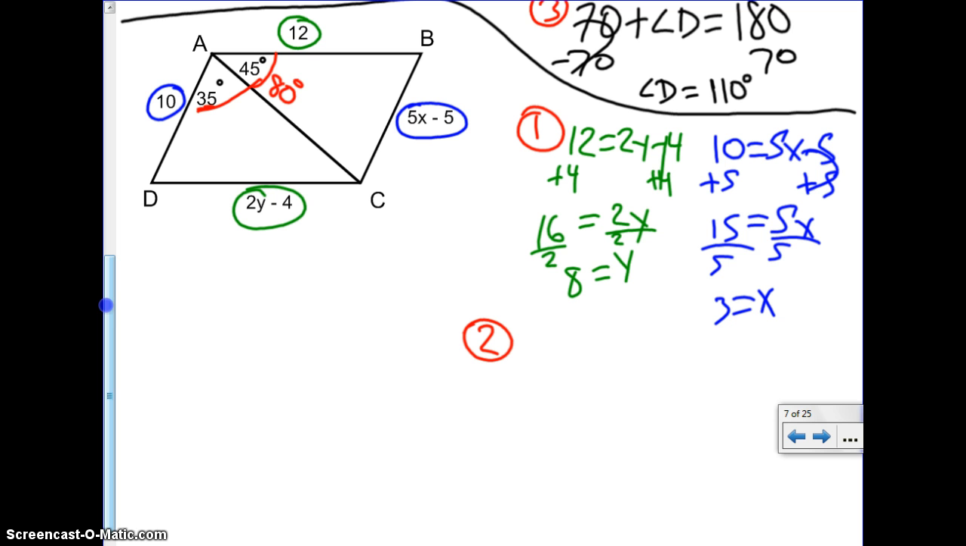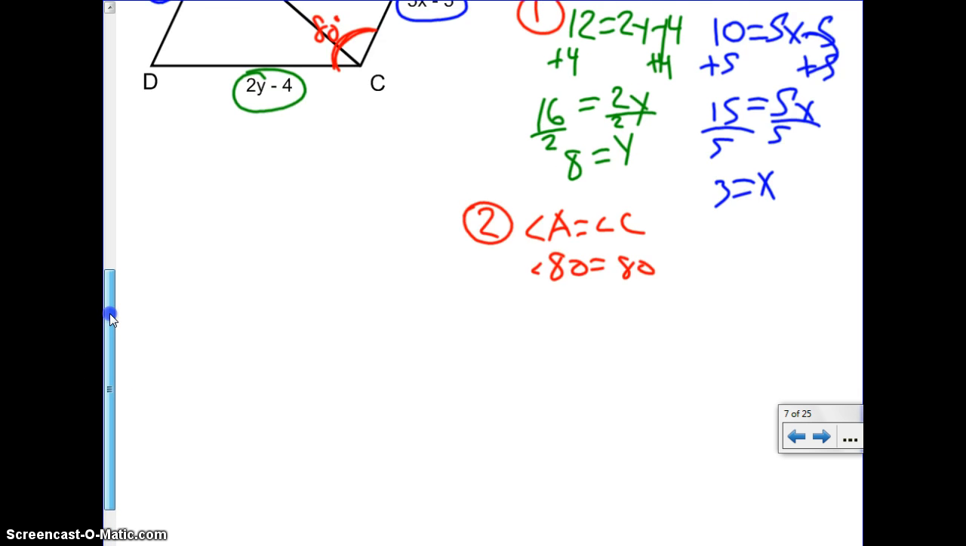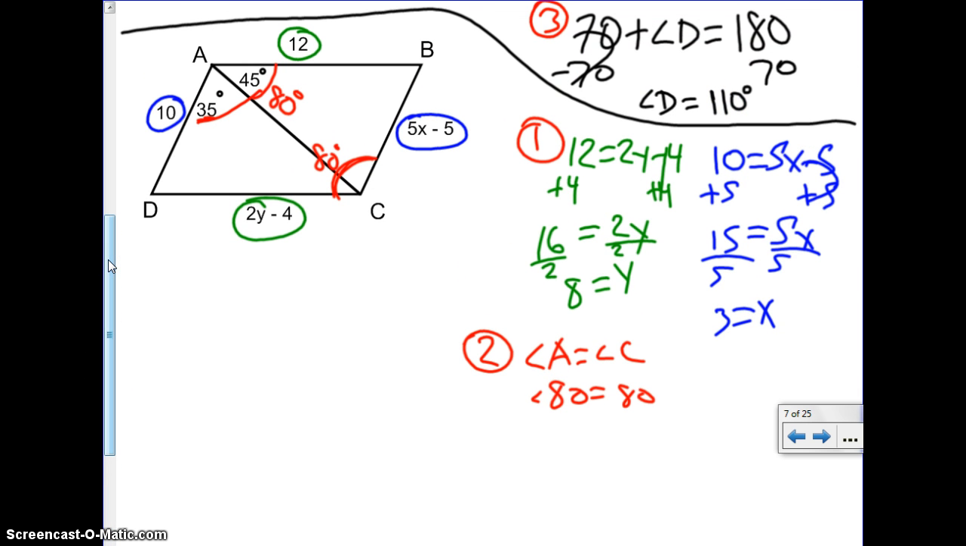Which angle is opposite A? Well, that's C. This whole angle is 80 degrees. So we can say, once again, angle A is equal to angle C. And we know that 80 is equal to 80 degrees. And now we're going to talk about the smaller angles in a moment, but I want to go ahead and jump to property number 3. Because I think property number 3 might help you to see what I'm going to say about those smaller angles.